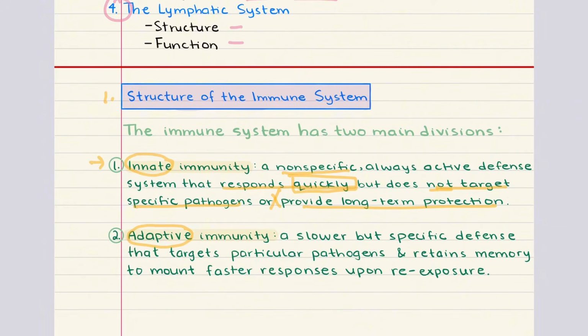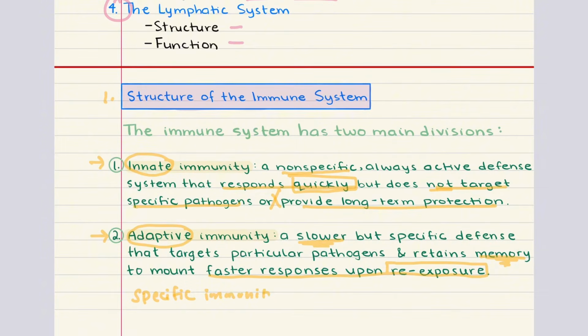In contrast, adaptive immunity is also called specific immunity because it is tailored to recognize and respond to particular pathogens. This type of immunity is going to take longer to develop during the first exposure, but it has the ability to form memory cells, and that's going to allow for a much faster and stronger response if that same pathogen is encountered again in the future.